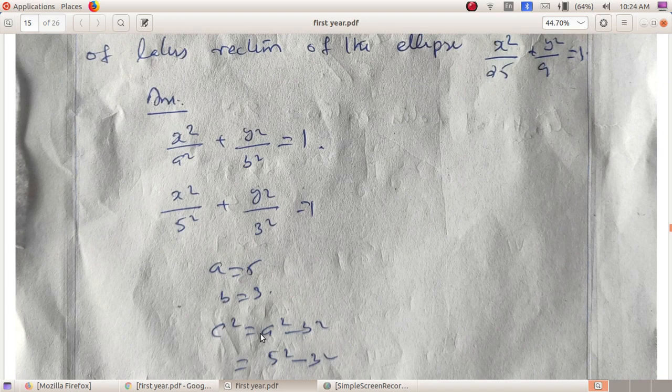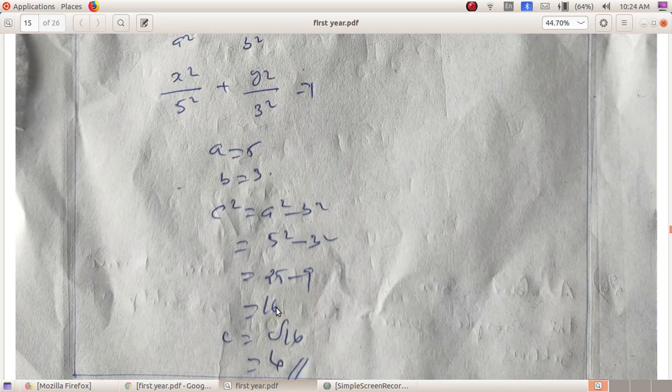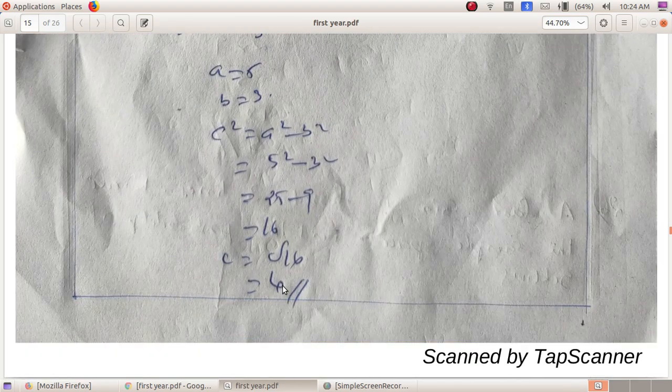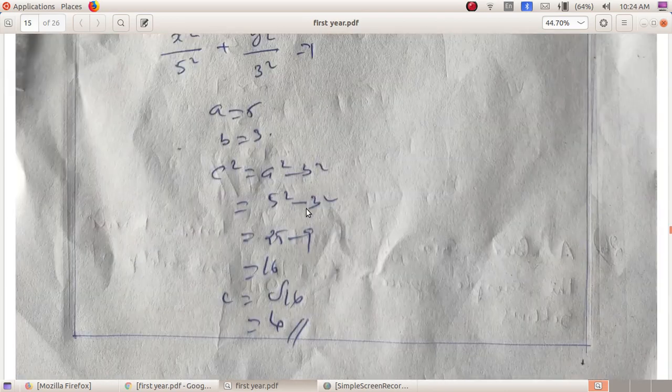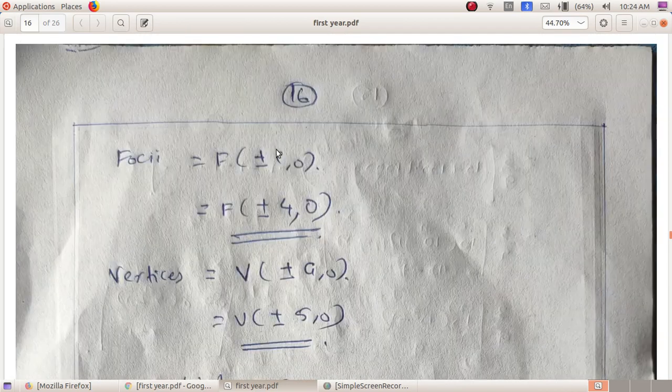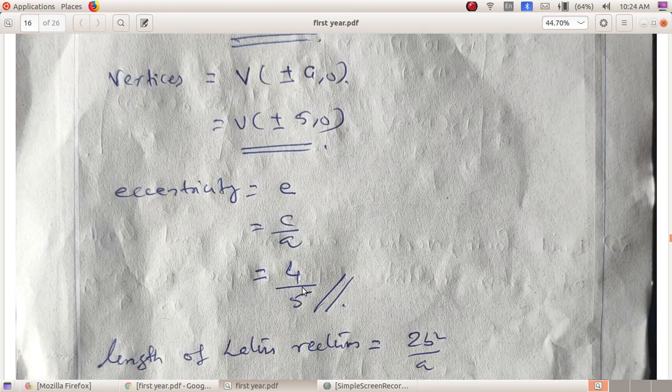C square equal to a square minus b square, that's 5 square minus 3 square, 25 minus 9, 16. C is equal to root of 16, that is 4. So a, b, c are obtained. Then foci means focus, formula for focus, plus or minus c comma 0. What is c? 4 comma 0. Vertices plus or minus a comma 0, it is plus or minus 5 comma 0. Eccentricity c by a, that is 4 by 5.